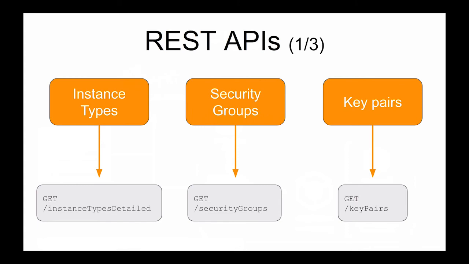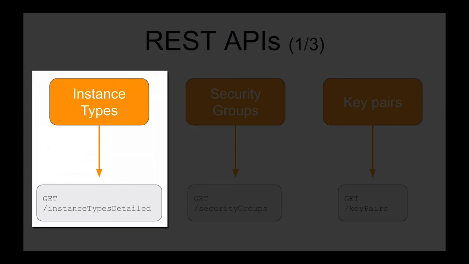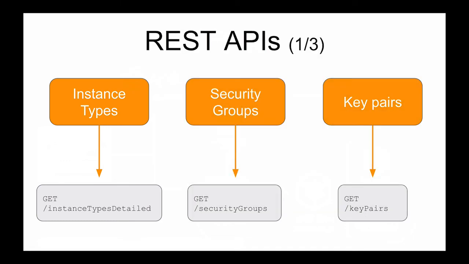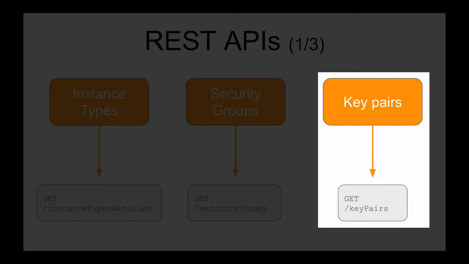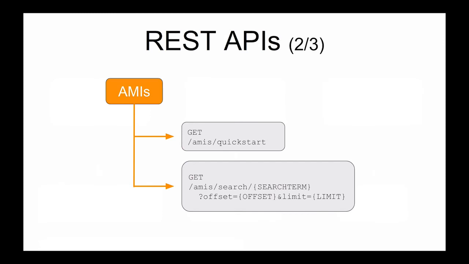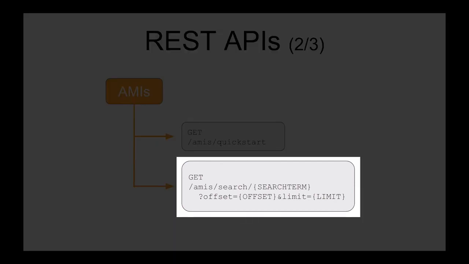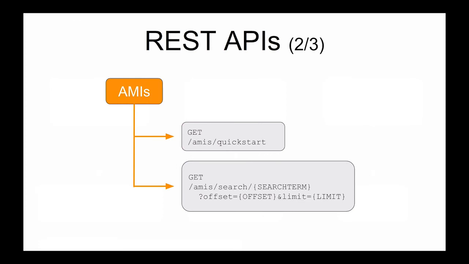So some of the REST APIs that we've implemented in our API server allow you to get detailed information on all of the instance types. It allows you to get all of the security groups that a certain user has, and it allows you to get all of the key pairs for a certain user. For AMIs, we can get a list of quick start AMIs. This is used by the existing EC2 launcher, and it's a nice feature to have to get started quickly. We also implement a powerful search API. It allows fuzzy searches on a particular search term, and an offset and limit can be specified for pagination.